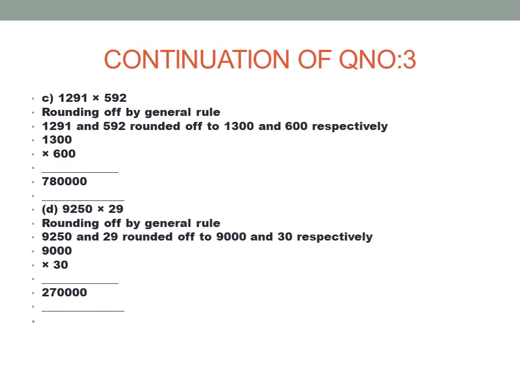If you multiply 1,300 into 600, how much will it be? 13 6s are 78, and add the number of zeros. How many zeros? 1, 2, 3, 4. So how much will we get as the answer? 7,80,000.